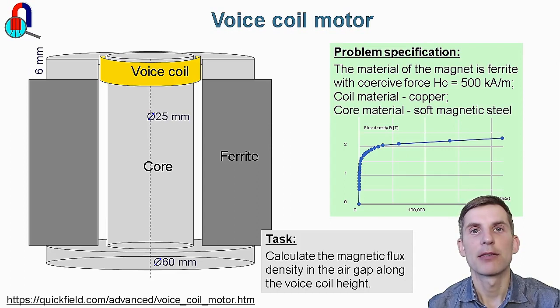The permanent magnet is made of ferrite with the coercive force of 500 kA per meter, and the core is made of soft steel. You can see the BH curve here. The problem features rotational symmetry, so I'm going to simulate a two-dimensional magnetostatic problem in QuickField. Okay, let's start QuickField now.